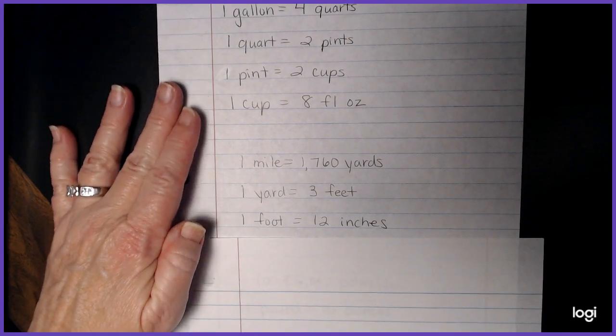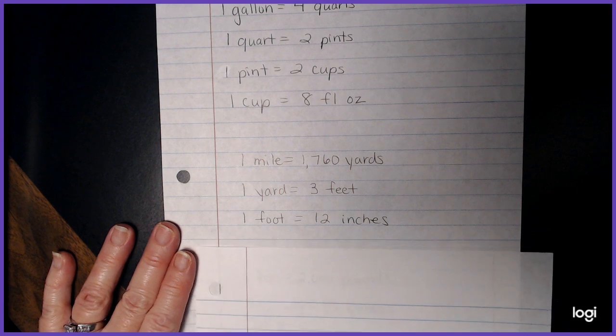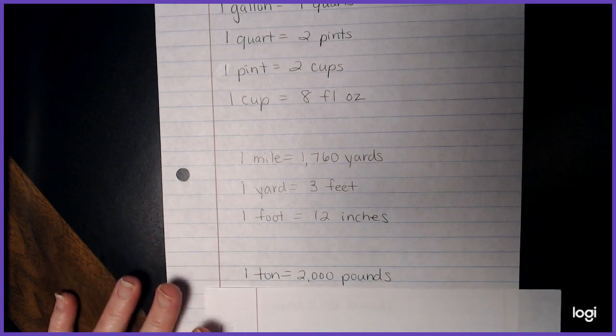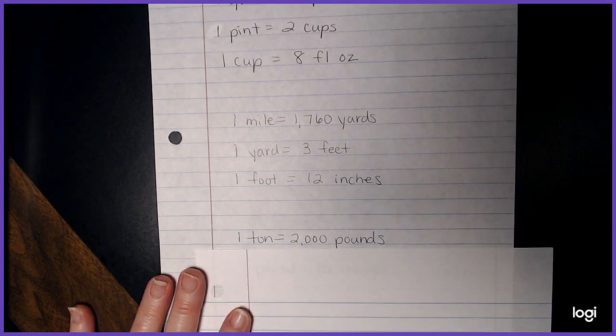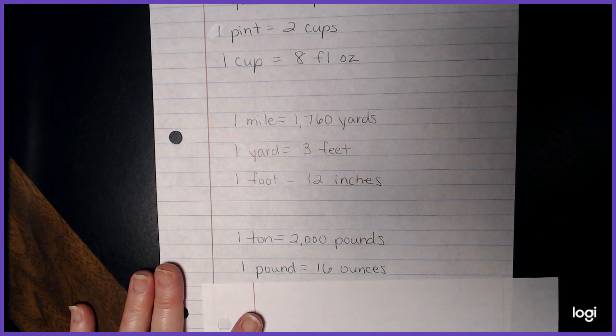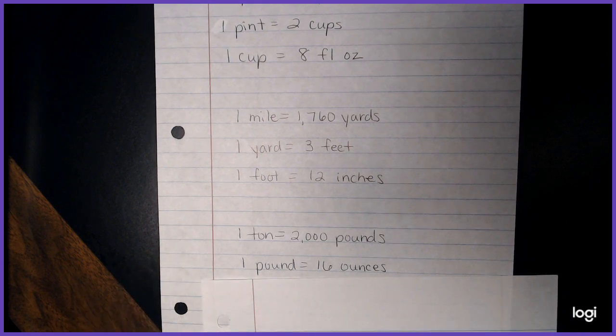We've done capacity, we did length, and the last thing we're going to put down in our notes is weight. 1 ton equals 2,000 pounds. And 1 pound is equal to 16 ounces. It's important for you to have all of this written down in your notes because it's going to help you on some problems that we are going to solve tomorrow in class. Lesson 3.6 is something we're going to work on for a couple of days.